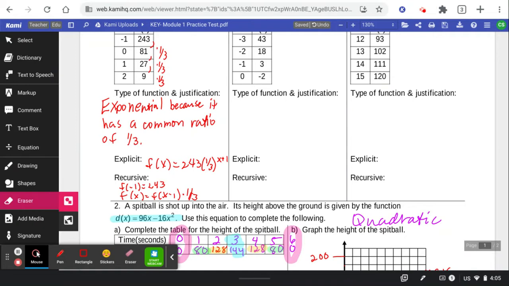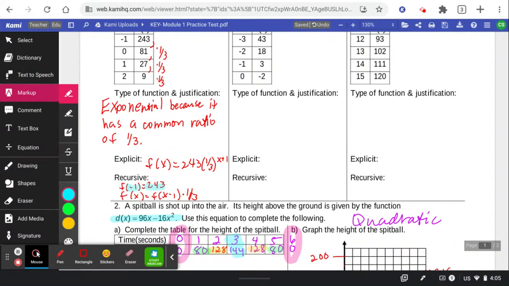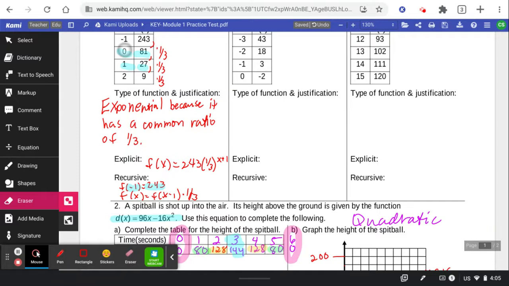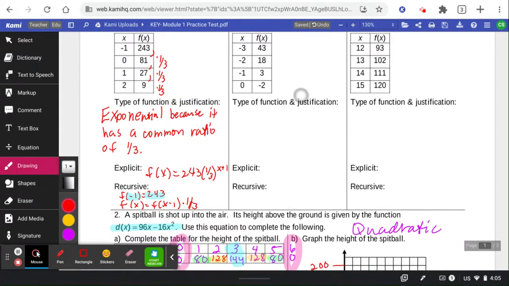Okay, how are you doing on those? Remember that you could have used a different coordinate pair instead of the -1, 243. If you wanted to write it using the 0 term or the first term, you could have, but it would have changed a couple numbers on those. Let me know if you have questions on the way you answered it.